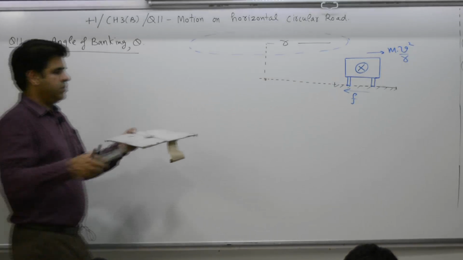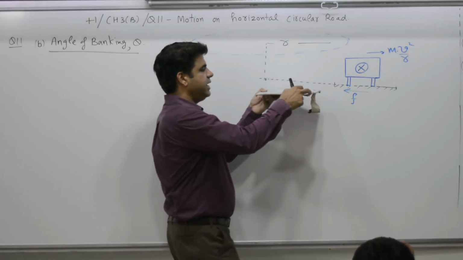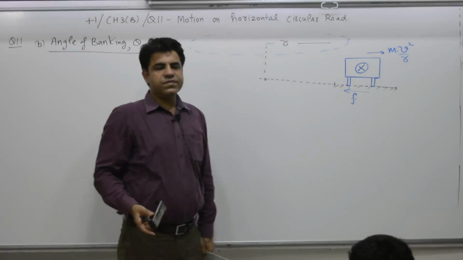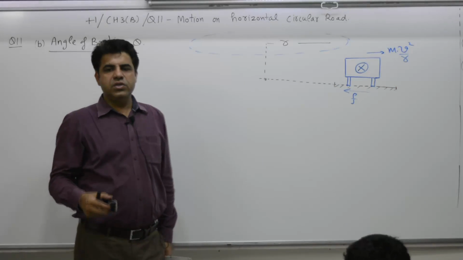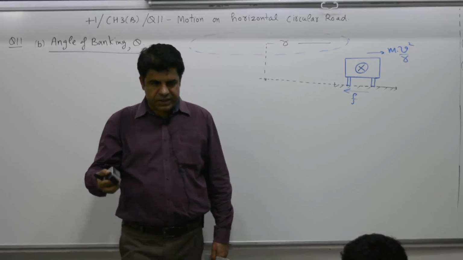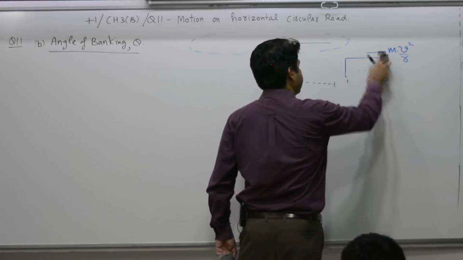So what was the problem? There was a limit on speed. If you maintain speed more than this, the vehicle skids away. What is the solution for this? Suppose you want to increase the speed. You want to take a turn, but at a higher speed. Then you can change this angle.